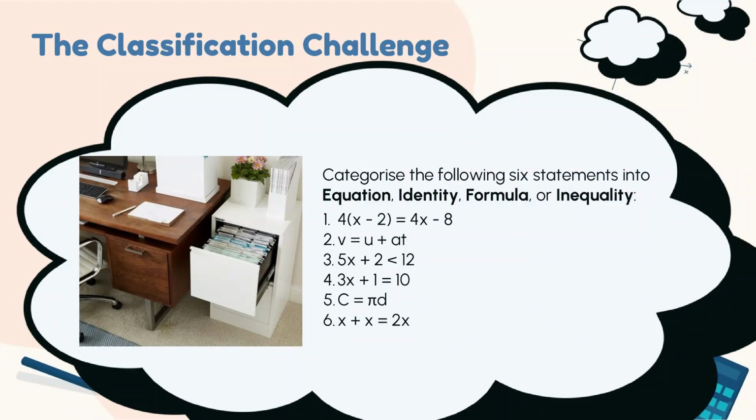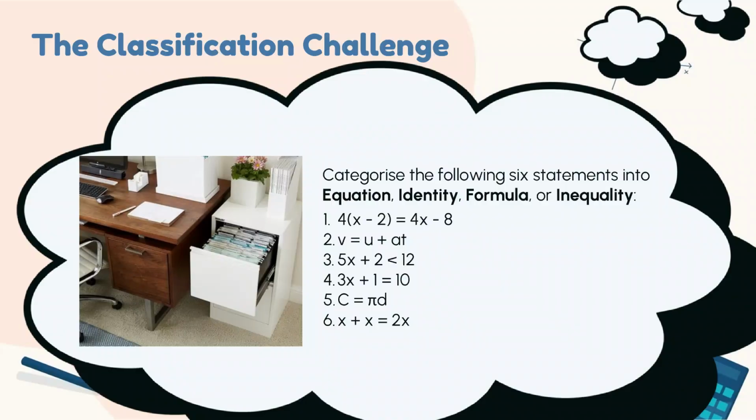Now let's try the classification challenge. We need to categorize each statement as an equation, identity, formula, or inequality. First, 4 bracket x minus 2 bracket equals 4x minus 8. This is an identity because if we expand the left-hand side, we get 4x minus 8. It is true for all values of x.